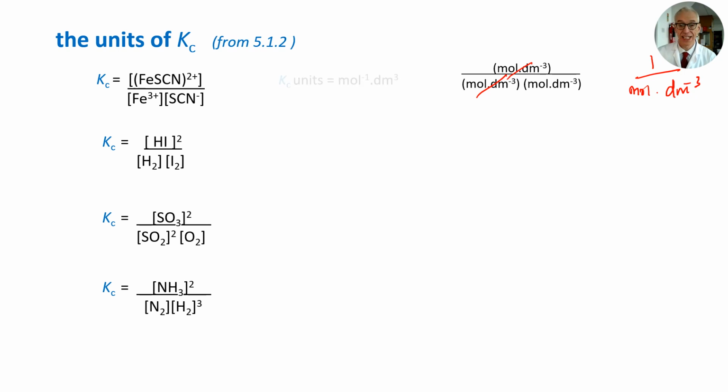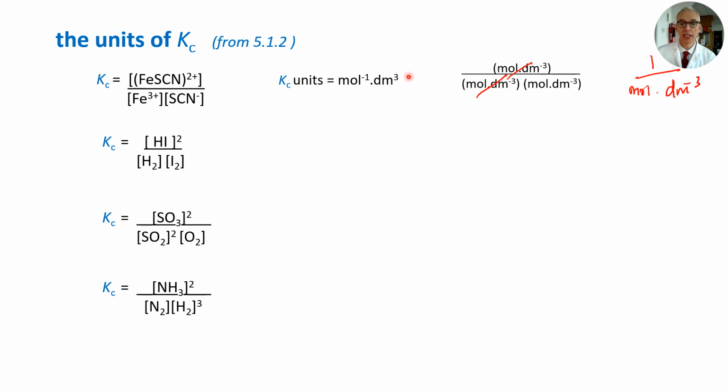So that will translate to bringing it all up on top. So moles to the -1 dm cubed. So there are our units. Now if you're not clear, 1 over moles is written as moles to the -1 on the top line, and 1 over dm to the -3, if we bring that to the top, we change the sign so it becomes dm cubed.